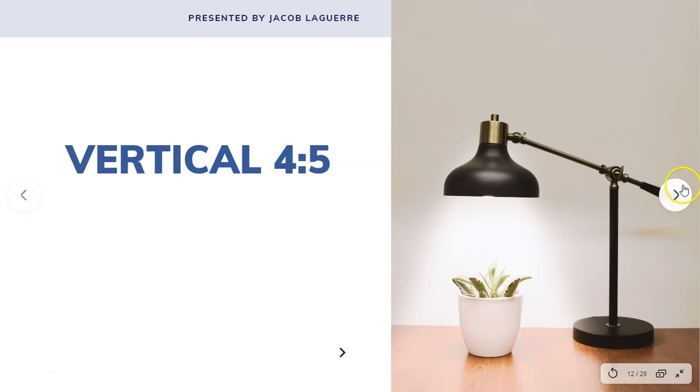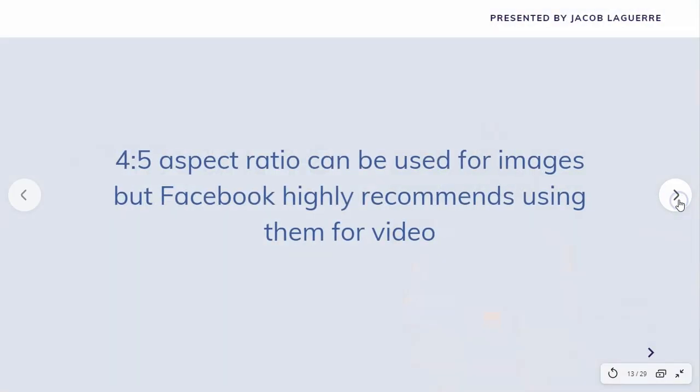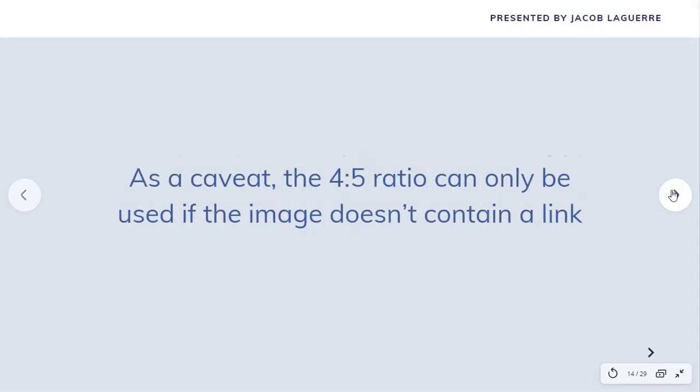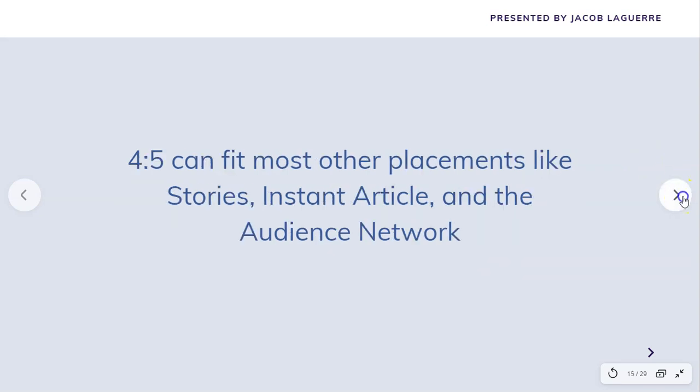The next image size we're going to be going over is the vertical 4:5 aspect ratio. The 4:5 aspect ratio can be used for images, but Facebook highly recommends using it for video. As a quick caveat, the 4:5 aspect ratio can only be used if the image doesn't contain a link. Now, 4:5 can't fit most placements, such as Facebook stories, Instagram stories, Messenger stories, instant articles, as well as the Audience Network.